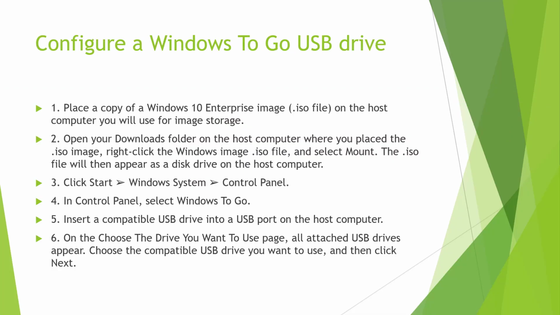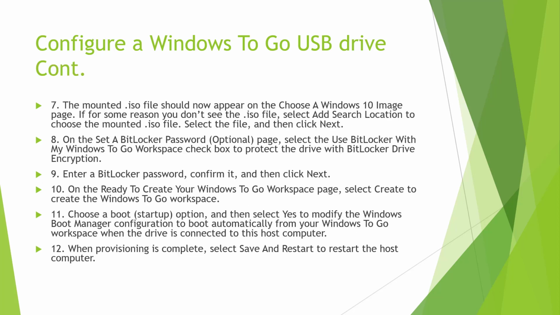How do you configure the USB drive? Essentially, you place a copy of the Windows 10 ISO on the host machine. You're going to be doing this for preparation. You will open the downloads folder where you downloaded the ISO and mount it. Go to Start, System Settings, Control Panel. In Control Panel, select Windows to Go. You plug in the USB drive, and then you choose what the USB drive is. The mounted ISO should now appear, and it will start loading the Windows 10 image onto the drive.